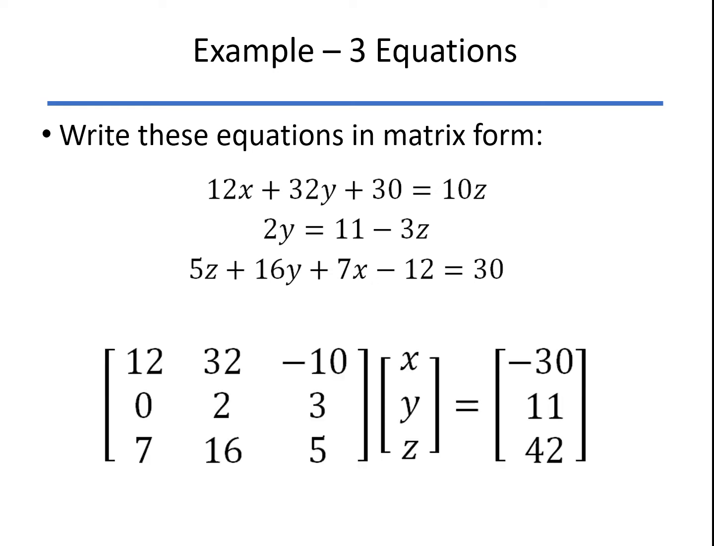Here's the solution to that. So the first one, for example, is 12 times x plus 32 times y. And since the 10z is on the right side of the equation, you have to bring it over to the left, so it becomes minus 10z equals minus 30, because again 30 has to go to the right side of the equal sign, and so forth. You can see there's a 0 for x in the second equation because it doesn't involve x, but there's our three equations.